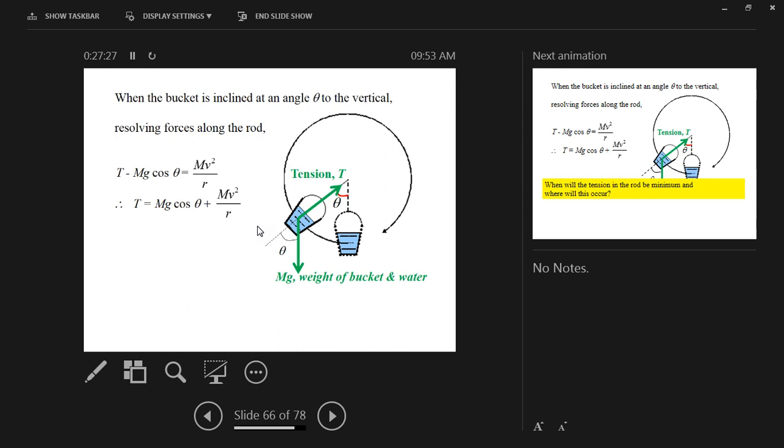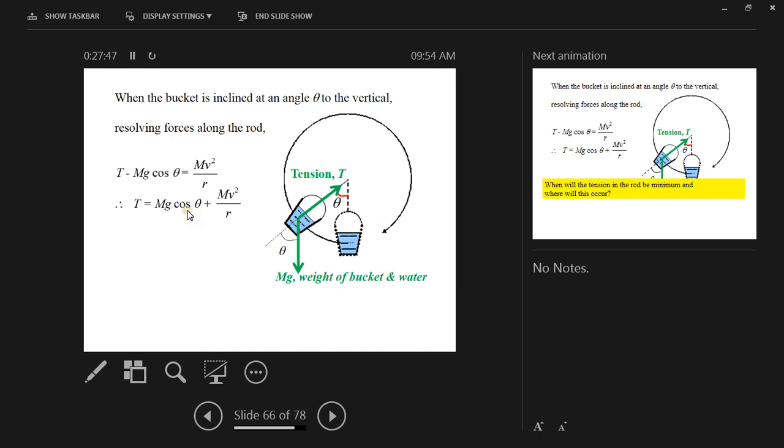Okay, rearrange. My tension T will be mg cosine theta plus mv squared over r. So the question here asks the point at which the tension in the rod is the smallest. So what is the variable here? What will affect the tension T? Theta, that's right. So in order to get the minimum tension, I need the smallest value for cosine theta.